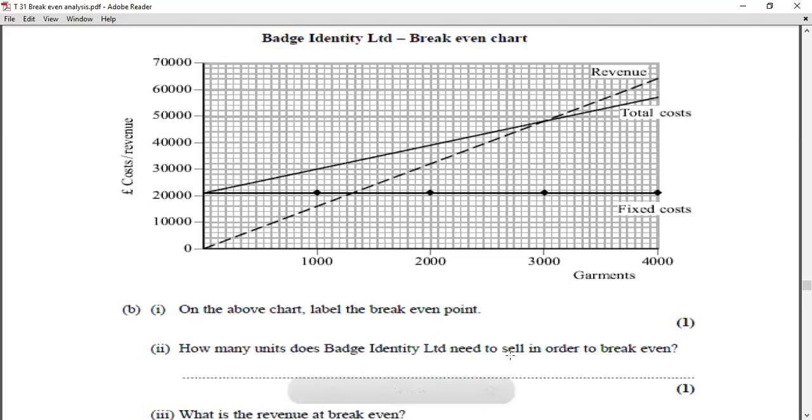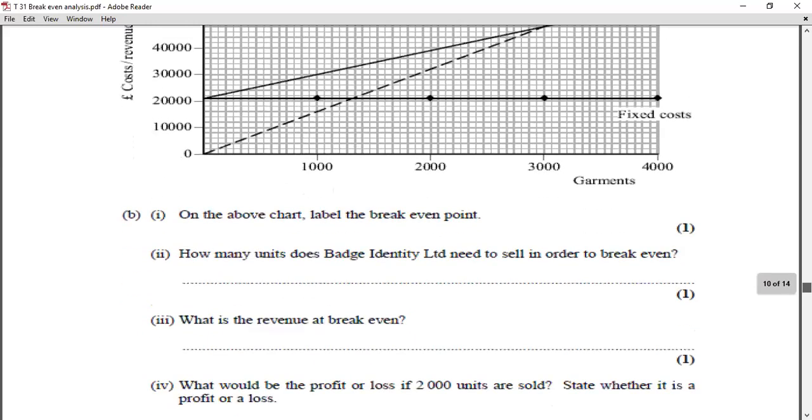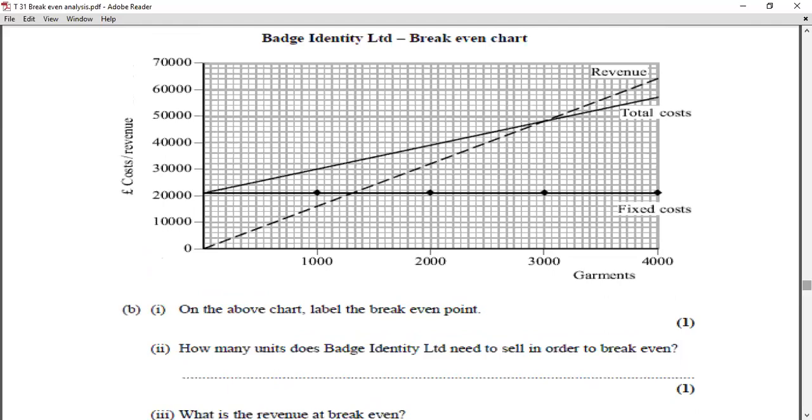You can just write 3,000 garments. They have to sell 3,000 garments in order to cover the total cost, to break even. What is the revenue at break even? That means you have to go from here. That means they are selling 5,000 pounds. The revenue is 50,000 pounds. The revenue at the break even for Batch Identity Limited is 50,000 pounds.